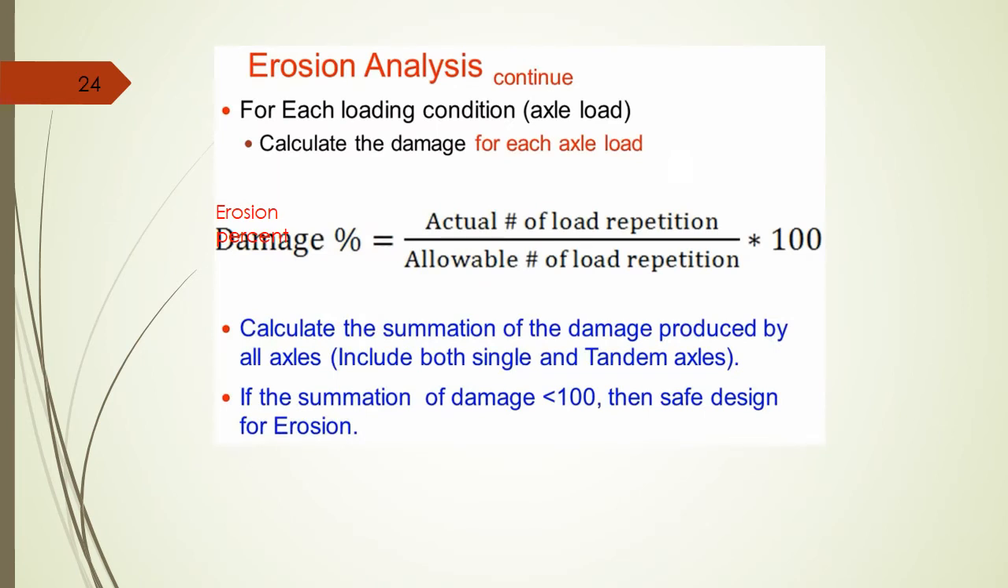For the erosion analysis, for each loading condition or axle load, calculate the damage for each axle load. The damage percent is equal to the actual number of load repetitions over the allowable number of load repetitions, multiplied by 100. And as I said, the summation of damage should be less than 100.